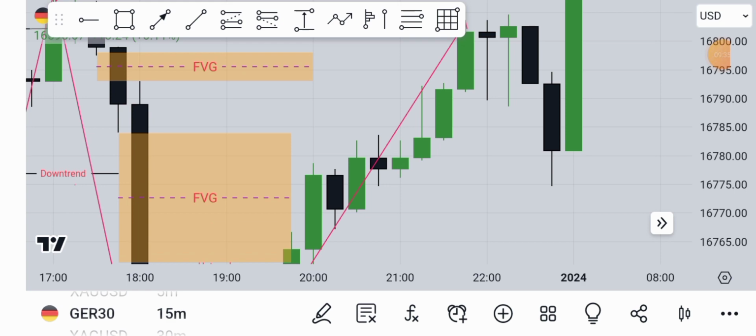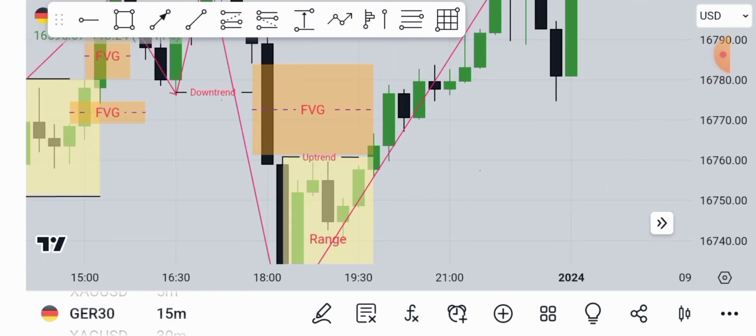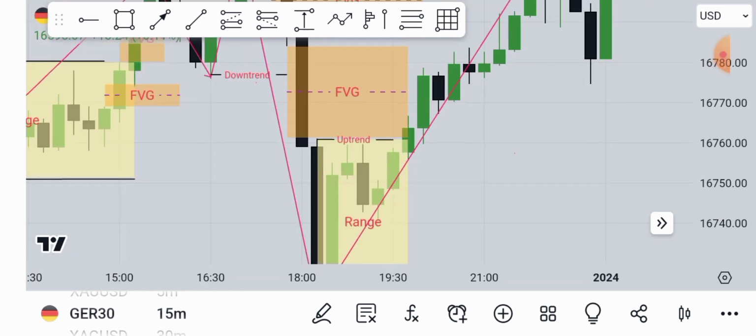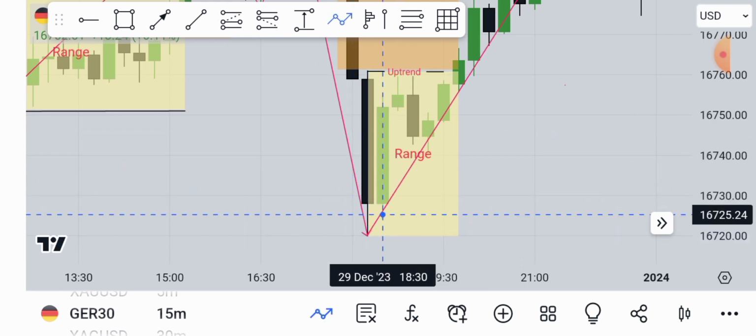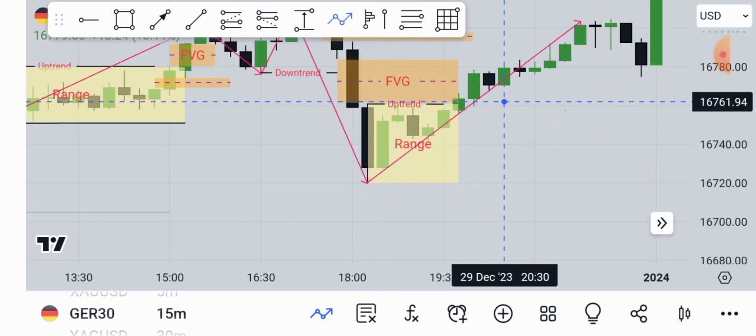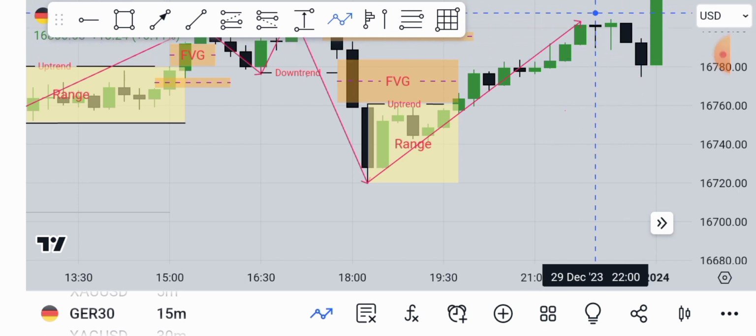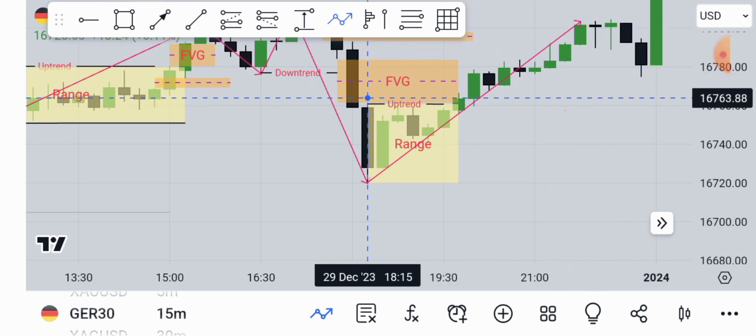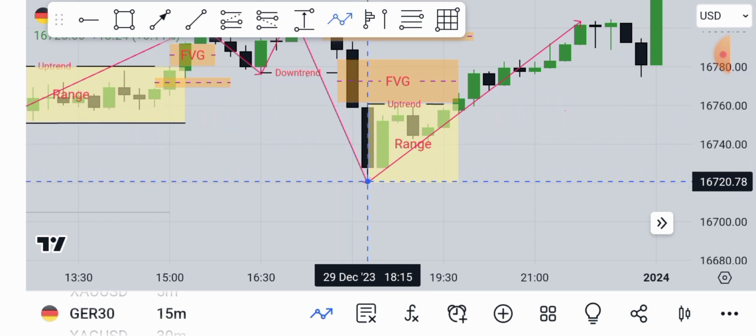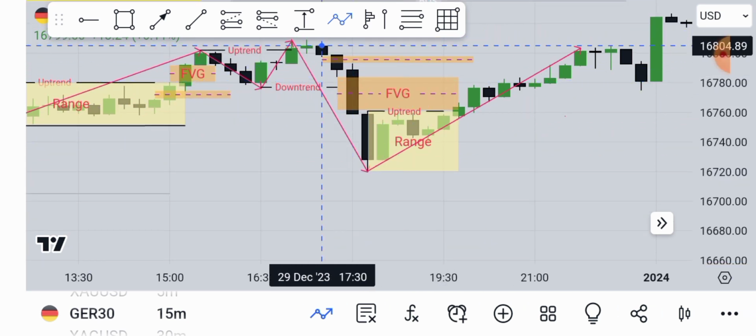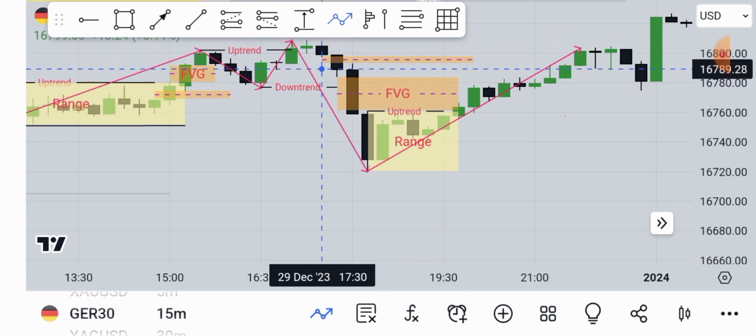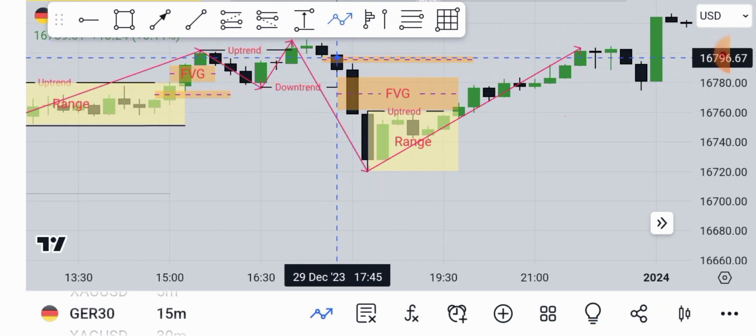So from here, from this bottom, this low to this high, it's an impulsive movement. Why? Because we took out the range. This was the range, and at the same time we are correcting this movement to fill up these FVGs, the imbalances of buyers and sellers.